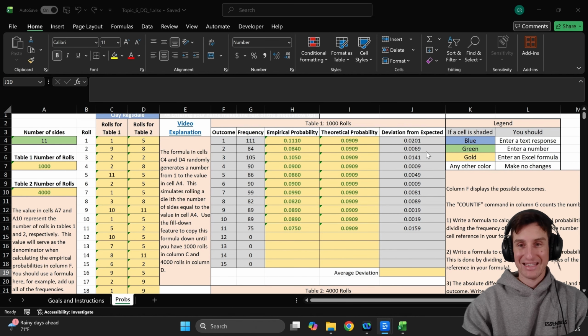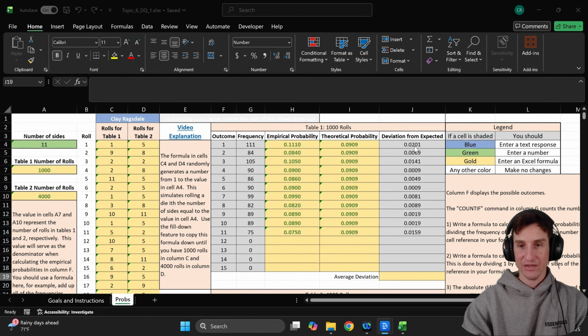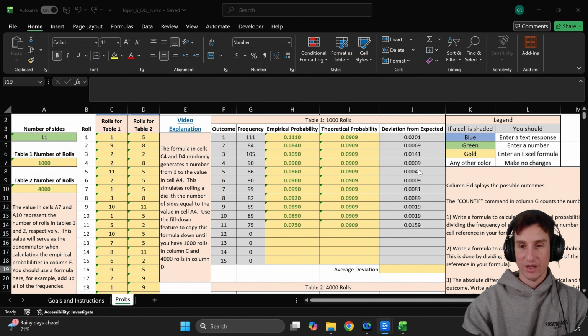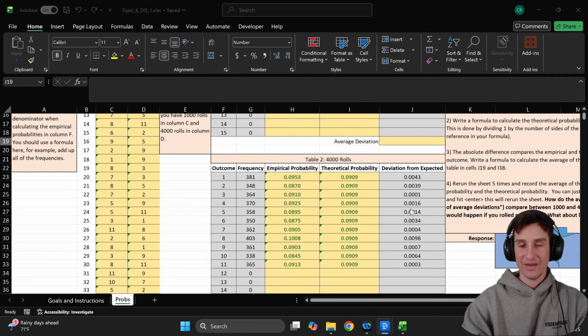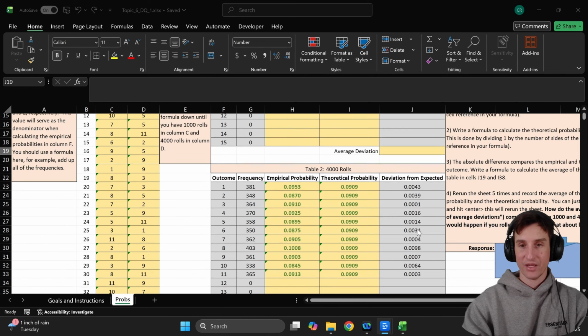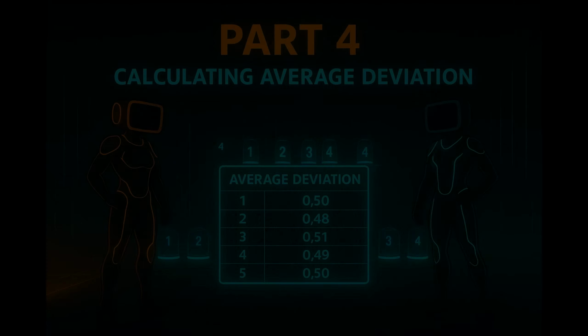And again, we can see the deviation from expected. What I'm trying to point out here is notice the difference between the 1,000 rolls with the deviation is, yes, very small, but notice that this number becomes smaller as we do more rolls, meaning we get closer to the theoretical probability the more times we roll this die. So we have smaller deviation from the expected. So we'll pause there, and then I'll see you for the average deviation.